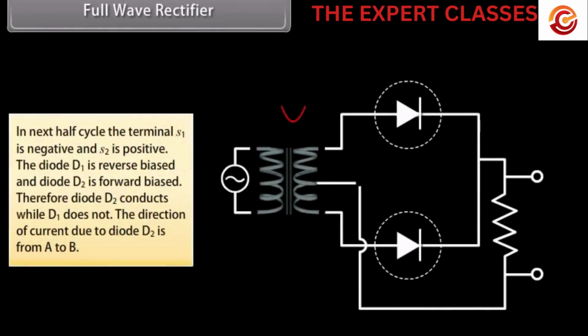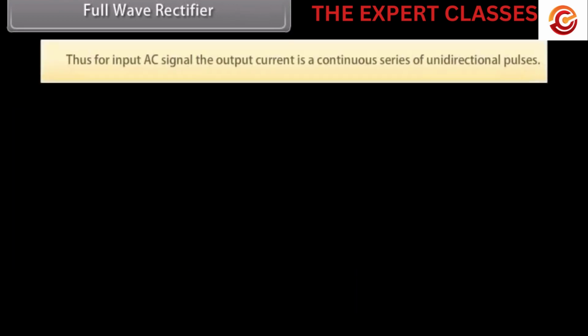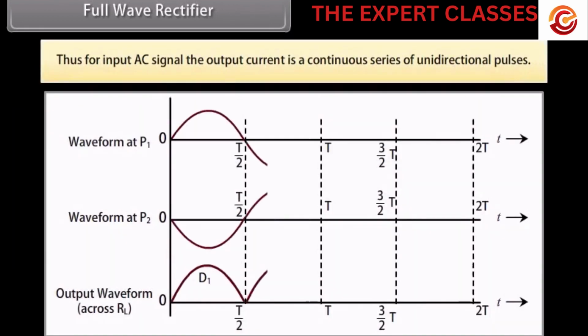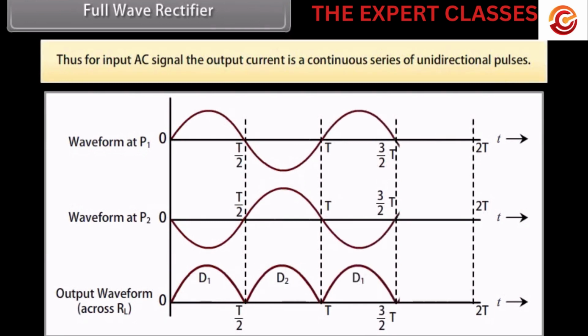In the next half cycle, the terminal S1 is negative and S2 is positive. The diode D1 is reverse biased and diode D2 is forward biased. Therefore, diode D2 conducts while D1 does not. The direction of current due to diode D2 is from A to B. Thus, for input AC signal, the output current is a continuous series of unidirectional pulses.